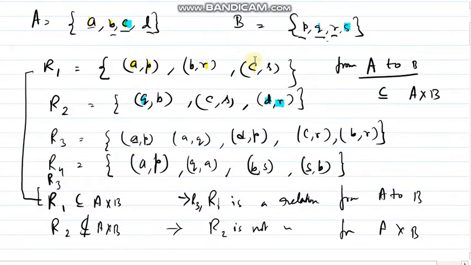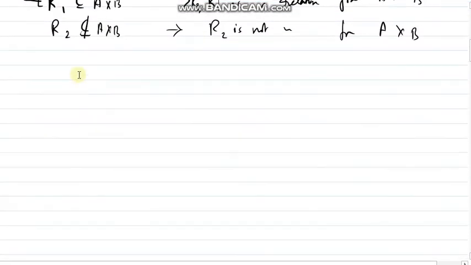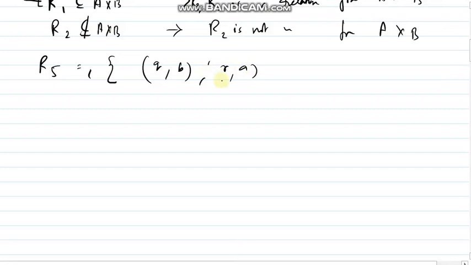Now suppose I am writing one more relation, R5, and the relation stands as R5. I am writing it as, suppose, (q, b), (r, a), and (s, d).